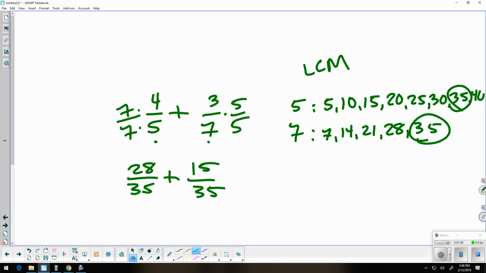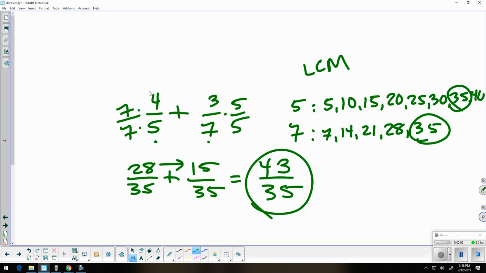Once you have your common denominator, now you just need to add your two fractions. So you keep the denominator, 35, and you just add going straight across in your numerator. So 28 plus 15, so it'd be 13, then you carry the 1, so 2, 3, 4, 43 over 35. So that's what we're going to be focusing on today: getting your LCM, your least common multiple.